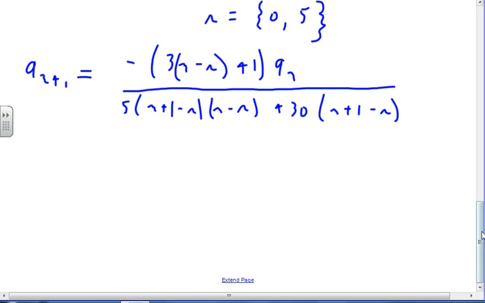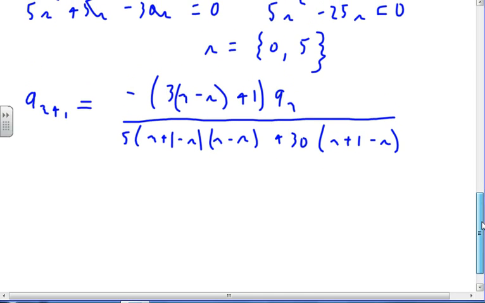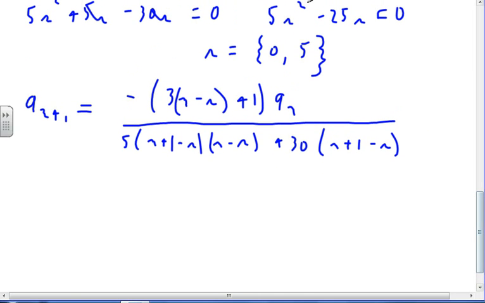Okay, so we'll go with case 1, r is equal to 5. Case 1, the hardest one. I have a recurring formula: a n plus 1 equals. Okay, so r is 5. I've got 3n, got a minus sign there. I have 3n minus 15 plus 1 for minus 14.